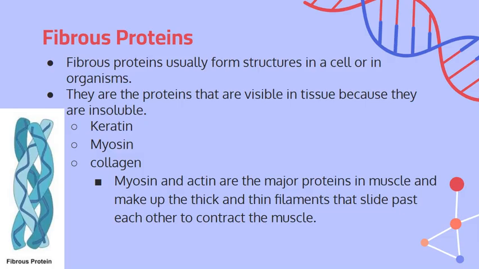So myosin and actin are the major proteins in muscle, and they make up the thick and thin filaments. And these slide past each other to cause contractions and move your muscles. So without these fibrous proteins, we would not be able to move, and we would just be a gelatinous blob.